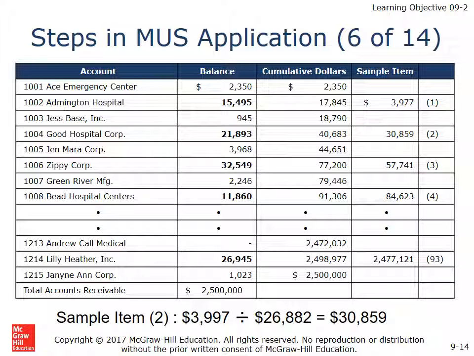Now add 26,882 to the 30,879, and we get 57,761. Well, that dollar amount will be within this 32,549 balance of Zippy Corp. So we're basing our selection on the cumulative dollars, and whenever the next 26,882 dollar appears, that item will be selected. That's in the sample.